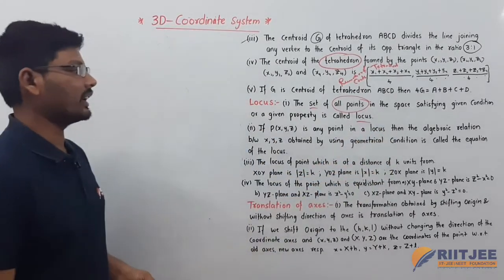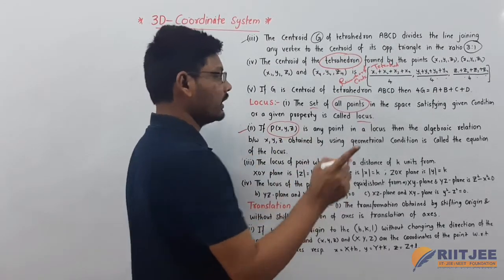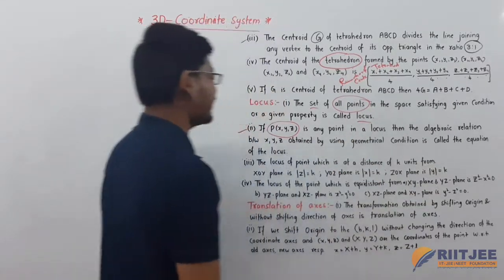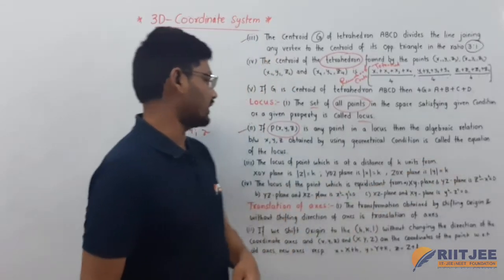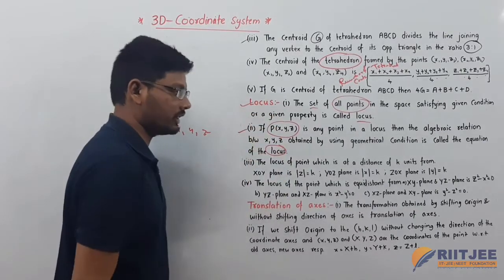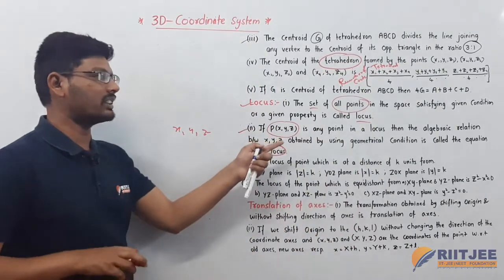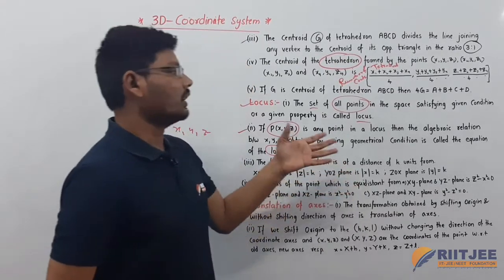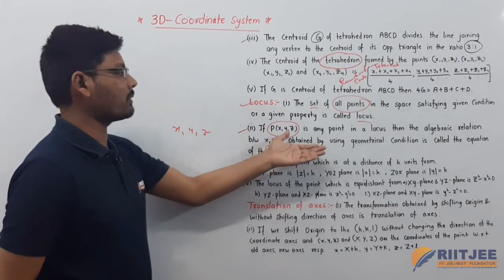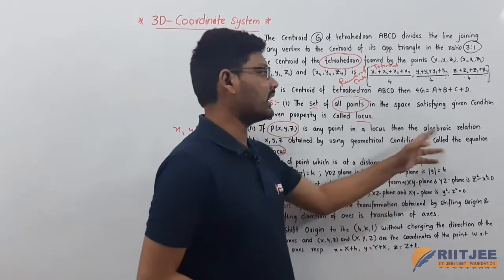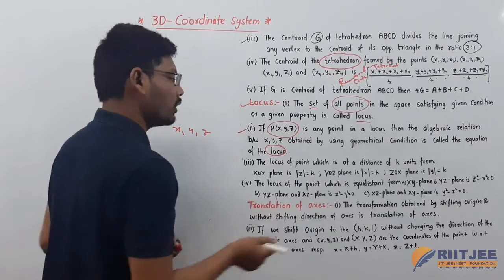This is all about the locus, and in that the first point is: if P(x, y, z) is any point on the locus, then the algebraic relation between x, y, z obtained by using the geometrical condition is called the equation of the locus. We have two types of definitions here. In 2D, if P(x, y) is any point on the locus, the algebraic relation from the geometrical condition is the equation of the locus. Similarly, P(x, y, z) is any point on the locus, and the algebraic relation between x, y, z from the geometrical condition is the equation of the locus.